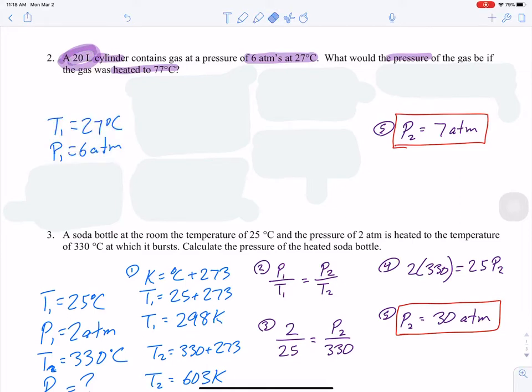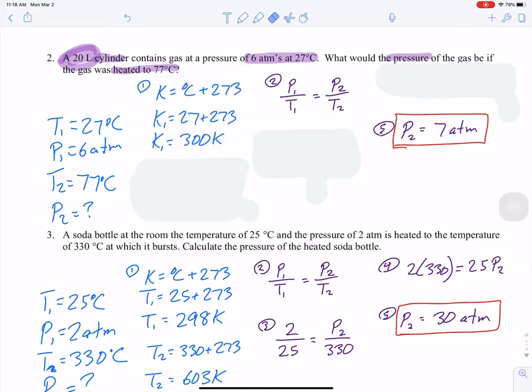So we know that we start off at 6 atms and 27 degrees. We want to know the pressure, P2, if the gas is heated to 77 degrees. Well, we're in degrees Celsius, and we know that in our equation, temperature has to be in Kelvin, even though they match up. Pressure doesn't matter, they just have to be the same. Volume just has to be the same units, but temperature has to be in Kelvin.